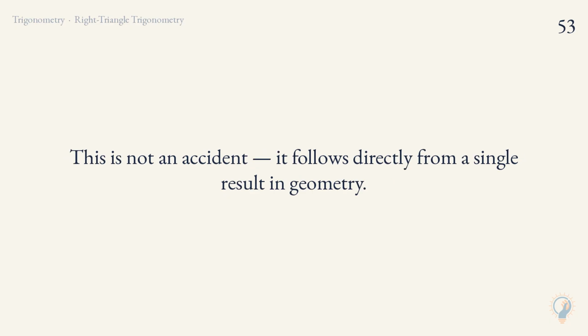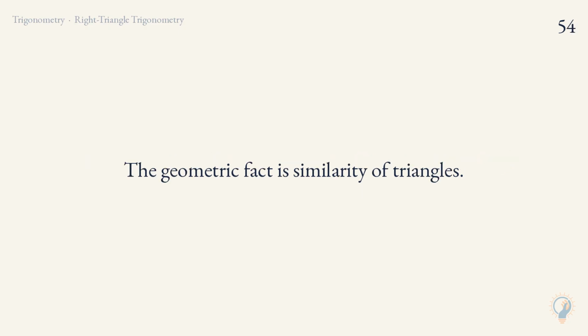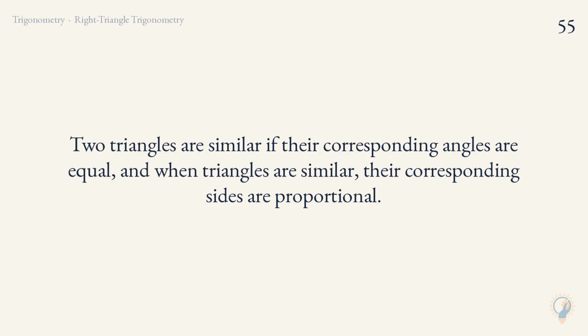This is not an accident. It follows directly from a single result in geometry. The geometric fact is similarity of triangles. Two triangles are similar if their corresponding angles are equal, and when triangles are similar, their corresponding sides are proportional.